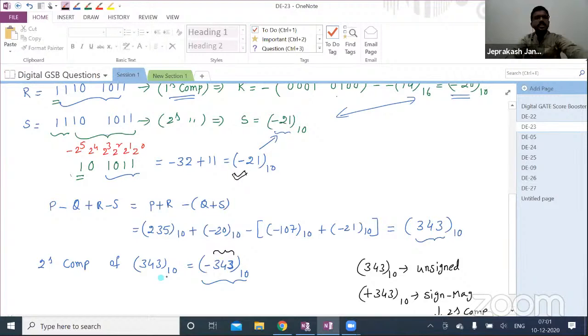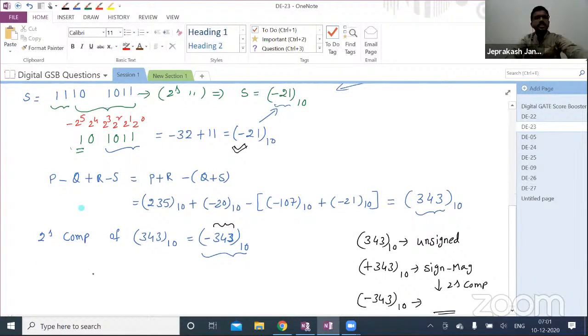See, if you take 2 power 8, then it will be 256. 2 power 8 is 256. So this number is smaller when compared to this number. I am talking about only magnitude. 2 power 9 is 512. The least positional weight which is greater than or equal to the magnitude of this number, that one we will consider, right? Yes, 2 power 9. Very good.